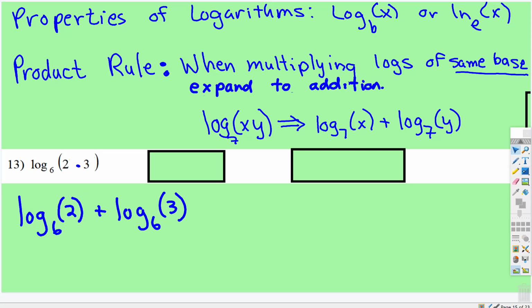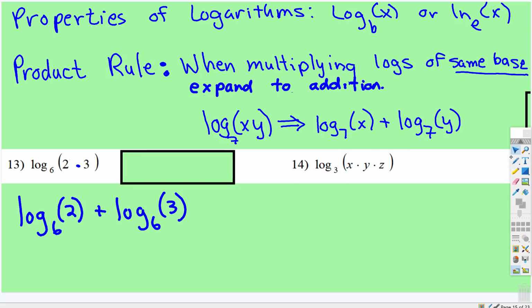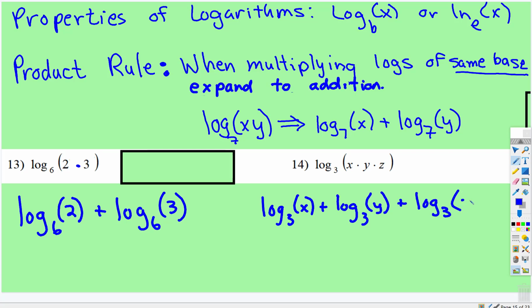So let's do this with a variable. It's the same thing. Log base 3 of x plus log base 3 of y plus log base 3 of z. Another way you could write that, nope, I'm going to leave it just like this. All right, that's it for the product rule.